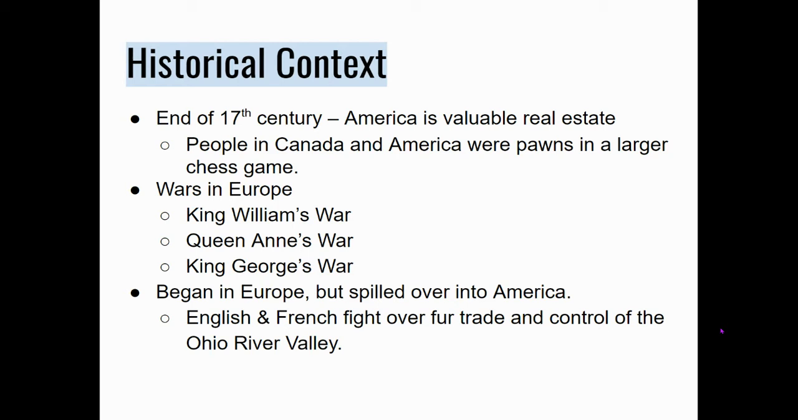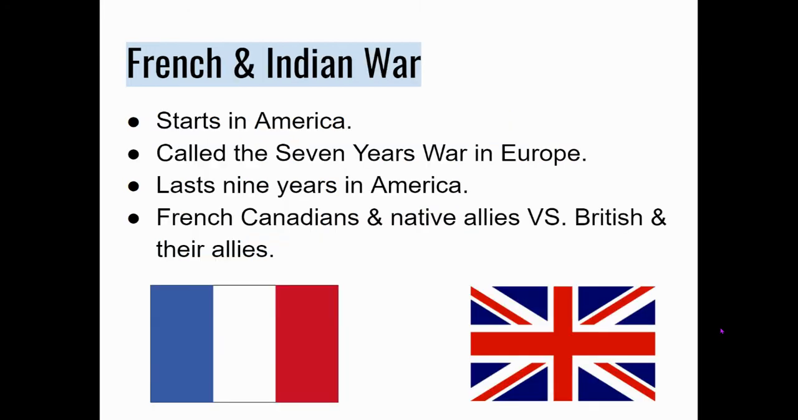One of the main areas where this is going to happen is the Ohio River Valley, because they're going to fight over control of that and the fur trade. The difference with the French and Indian War, which is the fourth of the wars, is the fact that it starts in America as opposed to in Europe. It's going to be called the Seven Years' War in Europe. It's actually going to last nine years in America.